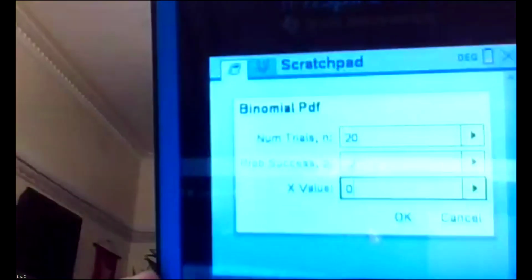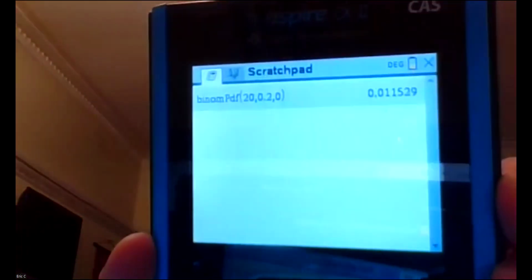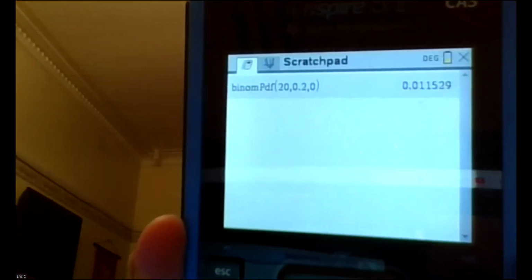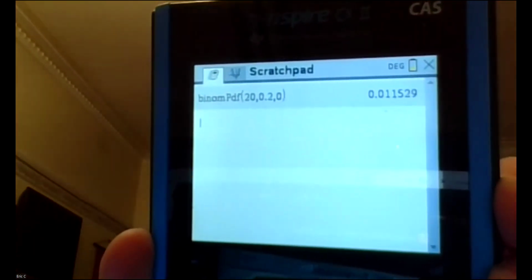So the number of trials is 20, the probability of success is 0.2, and x is 0. If you look at that, that's our binomial PDF. Then select OK, and that's your answer for part A. So the probability of x equals 0 is 0.011529.